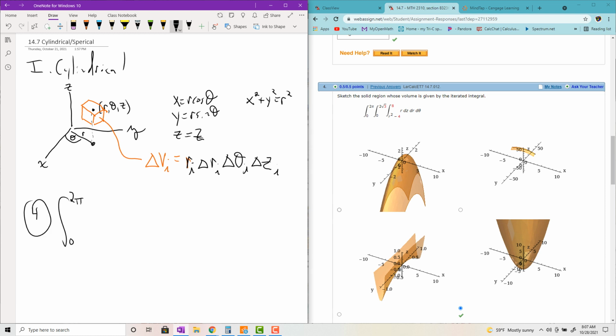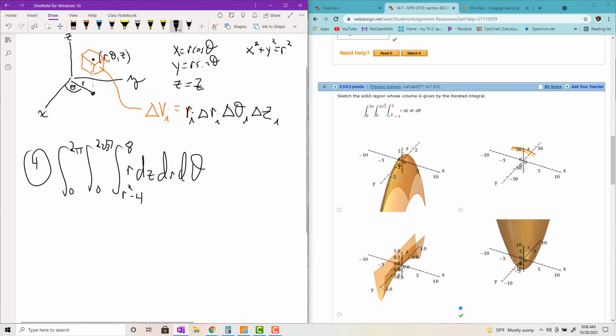0 to 2 pi, 0 to 2 root 3, and then r squared minus 4 to 8, and then you have your integrand r dz dr d theta. Okay. All right. So the innermost integral, if you look at the limits on there, you're going to be going from the surface z equals r squared minus 4 to z equals 8. Okay. So that top limit, z equals 8, is just a plane. Right, so that's not a big deal. The bottom limit, what the heck is that? z equals r squared minus 4.